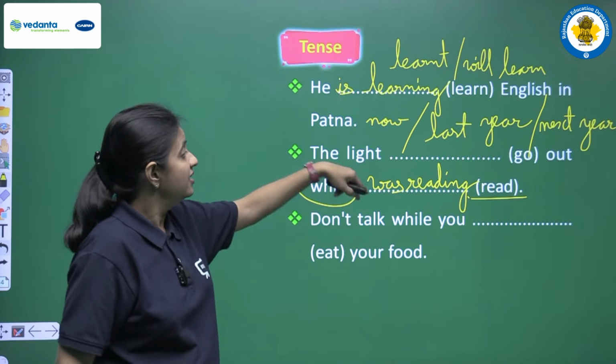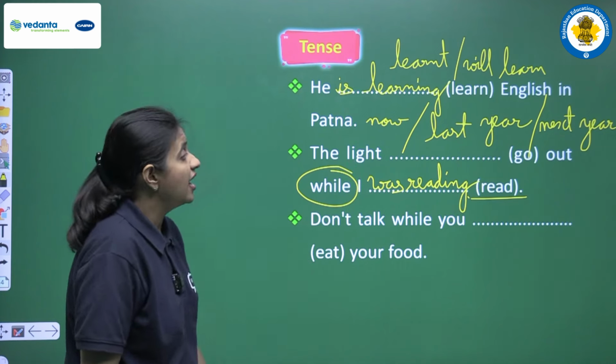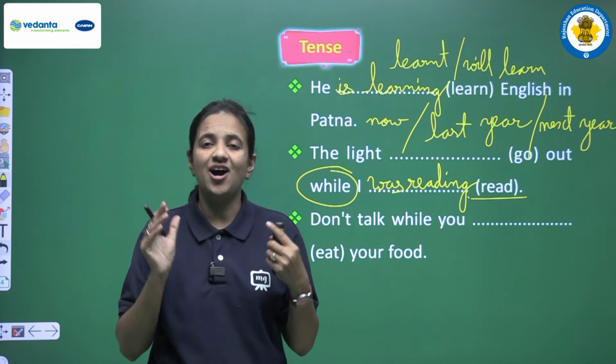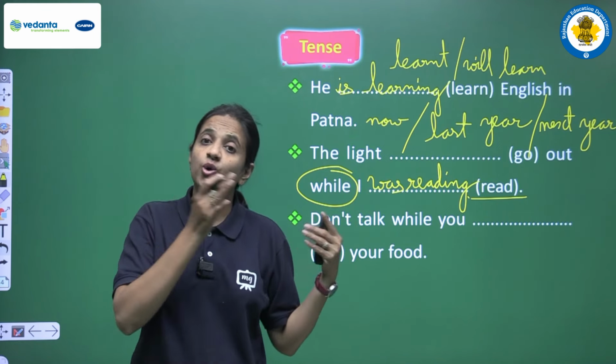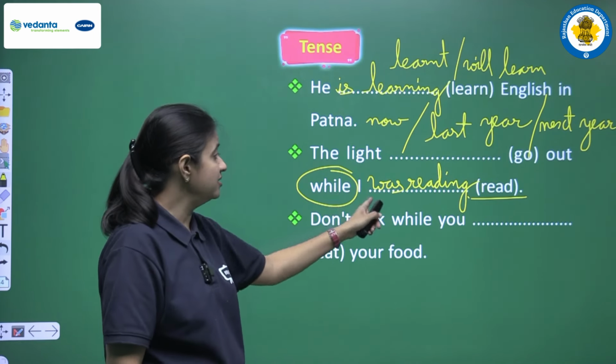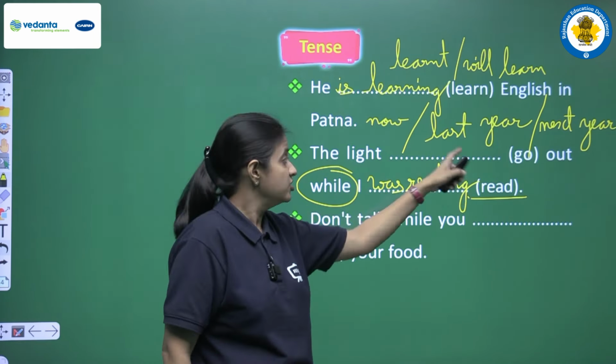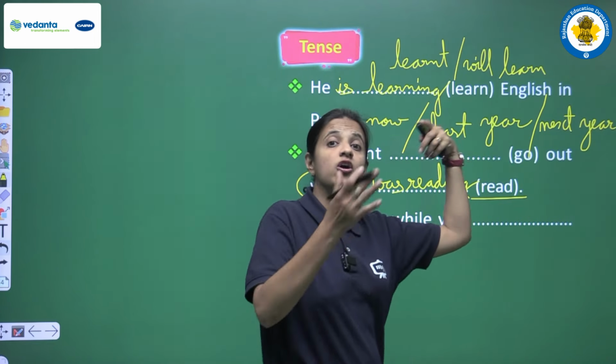This thing is clear. Now coming to this thing, the light go out. So student, now try to understand, ये जो दोनों activities हैं, were they going on at the same time? It means when the speaker was reading, so at that time the light was going out.